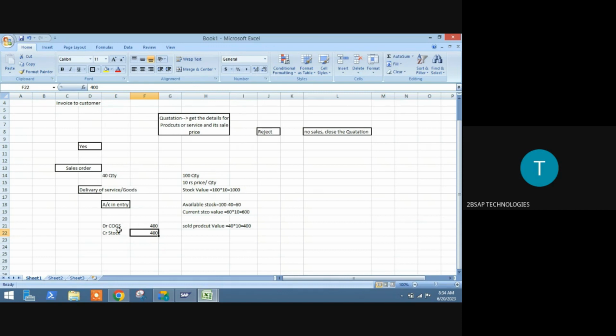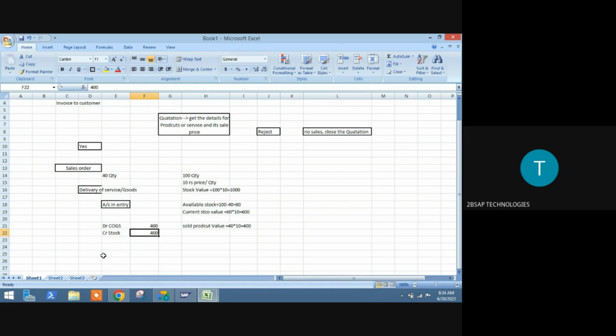So here, because of your delivery, what has happened, sir? There is a goods movement. That is what it is, right, sir? You are moving your goods from your stock to your customer. So here goods movement is happening. That movement, whenever it is happening, we can call it operations.